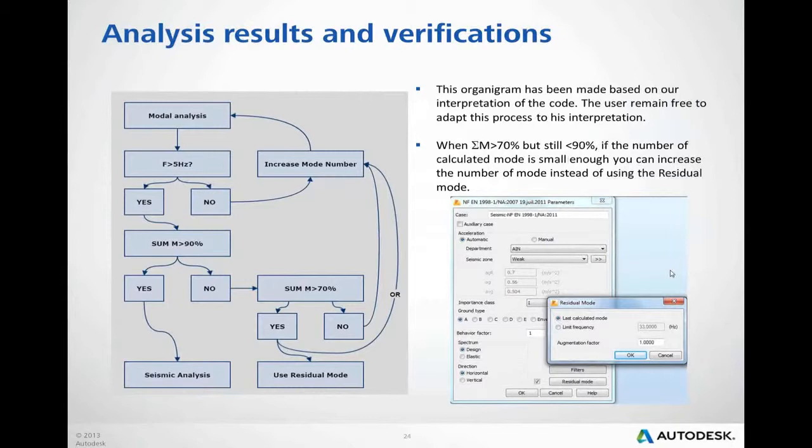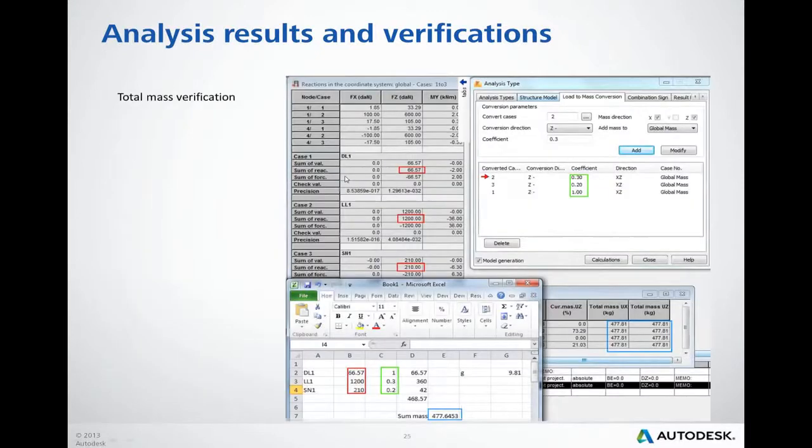Basing on this organigram from this slide, you can see how to act depending on the results you get from modal analysis. In case of not reaching participation mass limit in a reasonable number of modes, for some codes, it is allowed to use a residual mode approach. Full explanation of this mode can be found in Robot help. Mass verification: compare sum of reactions displayed in the proper units multiplied correctly by load to mass conversion factor with the total mass results from modal analysis table.